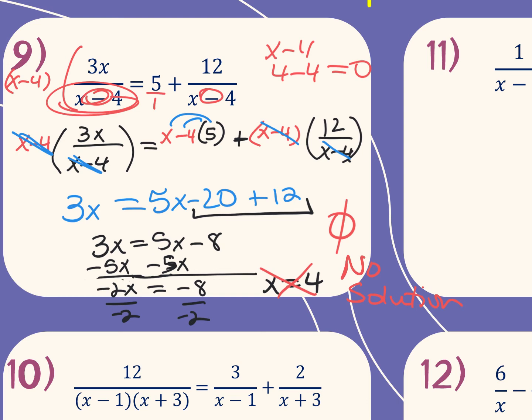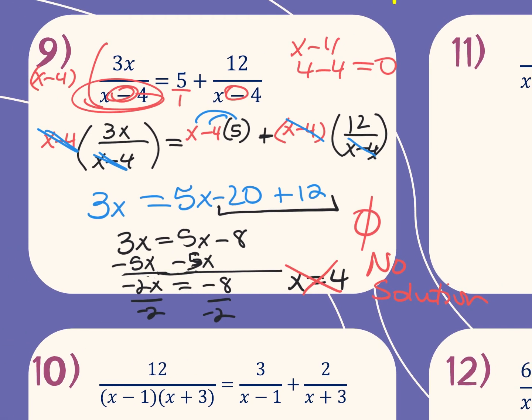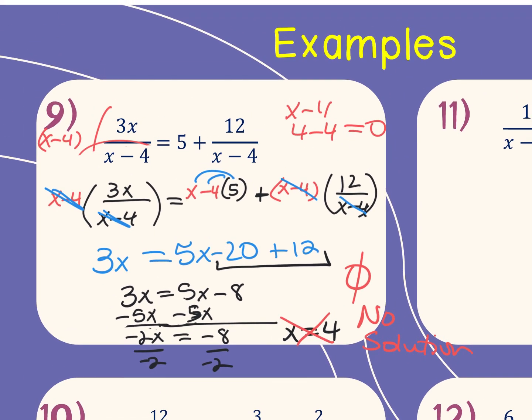Now, again, if you would have rather tried to figure out what the excluded values were right from the beginning, remember you just take that denominator and you would have said x minus 4 cannot equal 0. And then when you add 4, you get it cannot equal 4. So if you got that as your answer, you would know to throw it away.